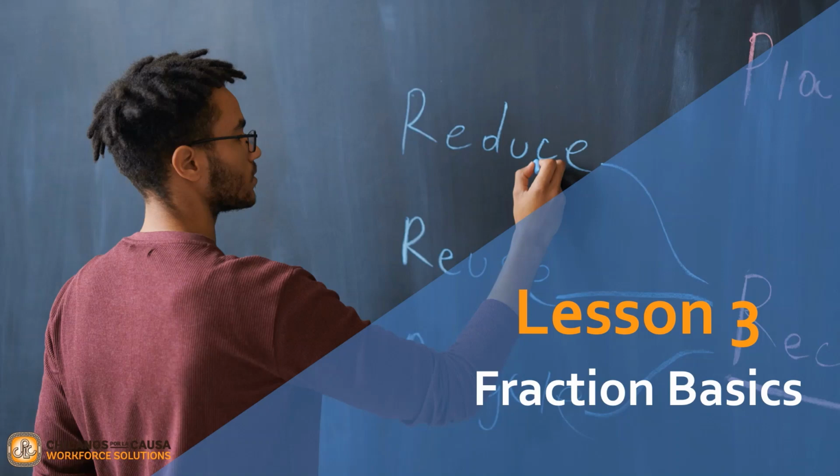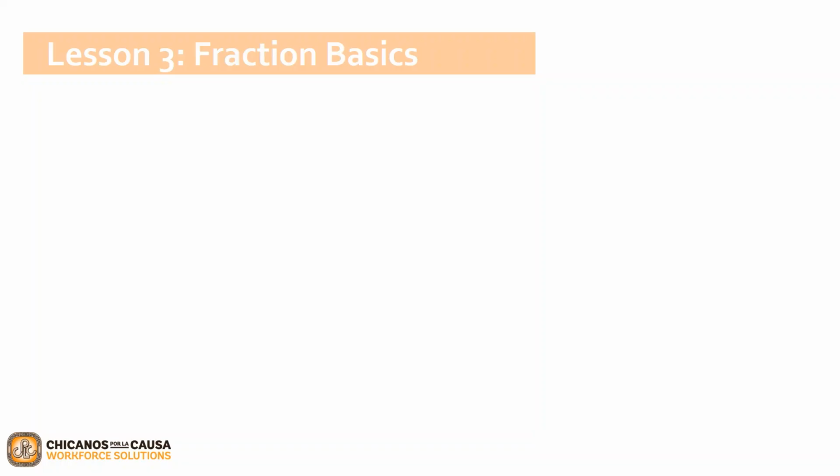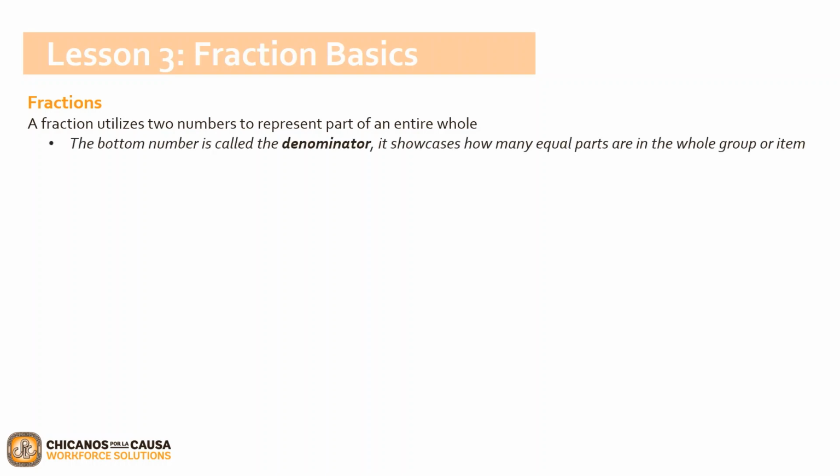Lesson 3, Fraction Basics. All right, so now we are moving on to fractions. A fraction utilizes 2 numbers to represent part of an entire whole. The bottom number is called the denominator, which showcases how many equal parts are in the whole group or item. The top number is called the numerator, and it showcases how many parts you're actually working with.